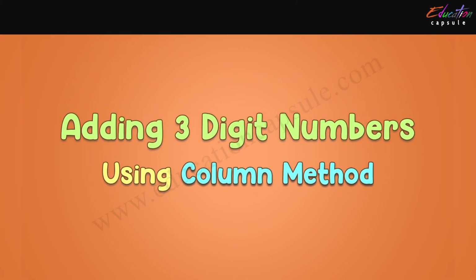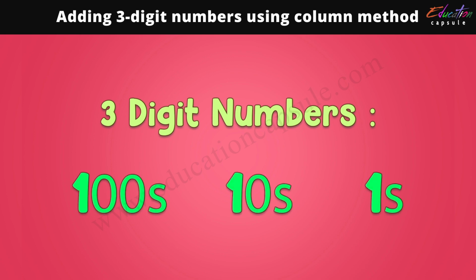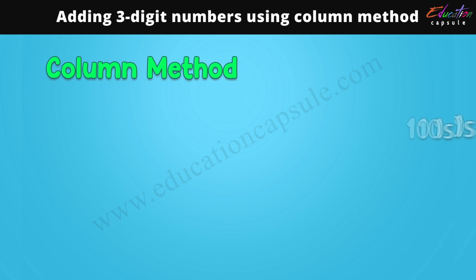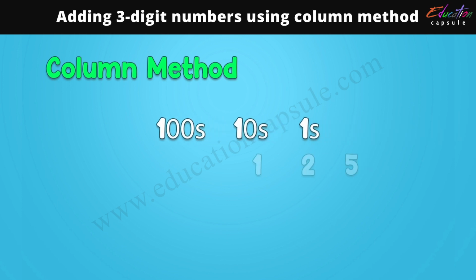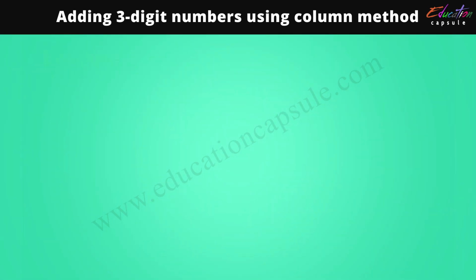Today we are going to learn about adding 3-digit numbers using column method. 3-digit numbers are made up of hundreds, tens and ones. In the column method, the numbers to be added or subtracted are set out above one another in columns. Let's learn about it with the help of an example.